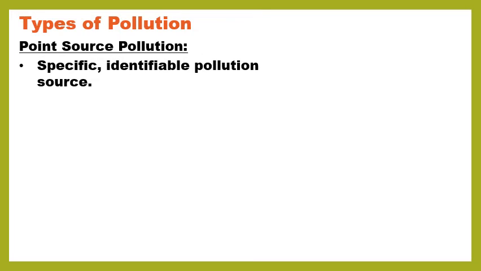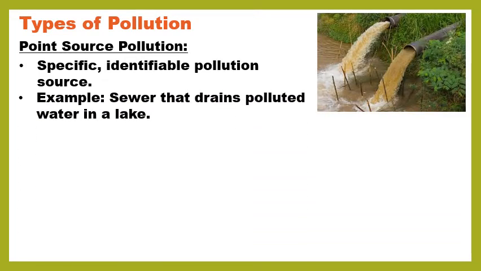And that is when you have pollution that has a specific and identifiable source. So for example, if I have a sewer that drains polluted water into a lake, I can say, hey, this lake is polluted because of this sewer line from this company, and if I want to clean up the lake, I'm going to say, hey, company, you need to stop doing that. So that is what point source pollution is. You think of it like you can easily point the finger at someone and say, hey, you're doing this, or hey, this chemical or light or noise is causing this.